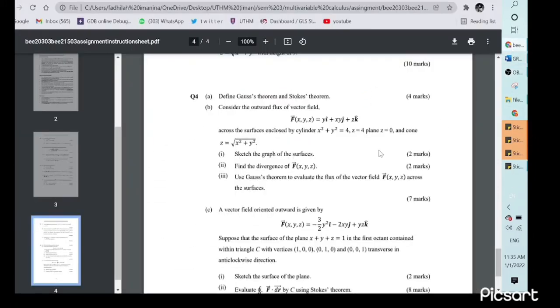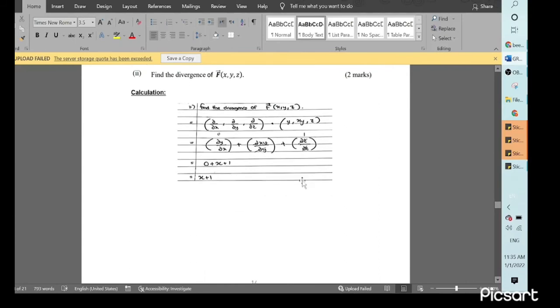For the second question, find the divergence of this field. This is my calculation. The divergence is d over dx, d over dy, d over dz applied to the components. So I get dy over dx plus dxy over dy, and then dz over dz. Actually, dy over dx is equal to 0, and the dy cancels in the middle here, so it leaves x, and then dz over dz is equal to 1. So this is the divergence.